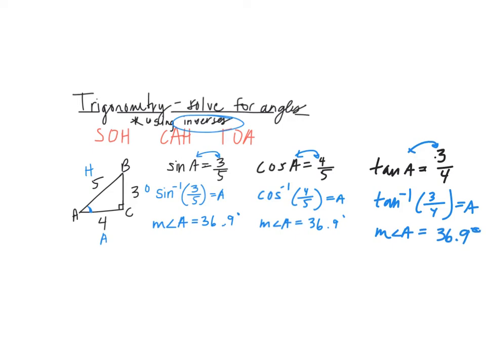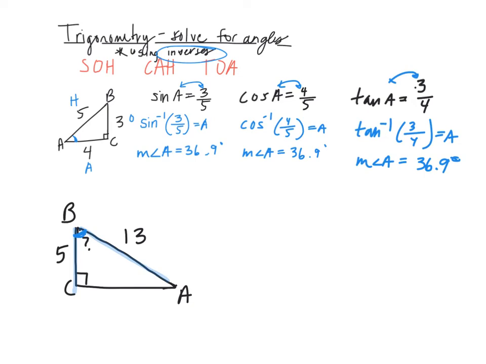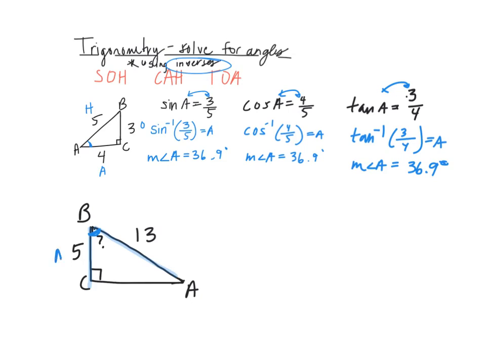We're going to do one more example. This one's a little bit different because you're not given all three sides. I would like to know what is the measure of angle B, which is the one up here. And you were given these two sides, 5 and 13, which if you're looking from angle B, is your adjacent and your hypotenuse. So you have to use cosine, adjacent over hypotenuse.